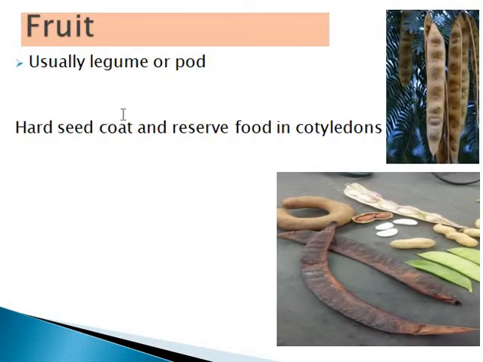And the fruit is usually a legume or pod. These are the pod-like structures you have seen in your villages or other areas. The seeds are covered in a pod. You will find this kind of arrangement in acacia or other plants, like groundnut or peas. When you open the pod, you find the seeds. The seeds are arranged marginally, a hard seed coat is present, and food is reserved inside the cotyledons.